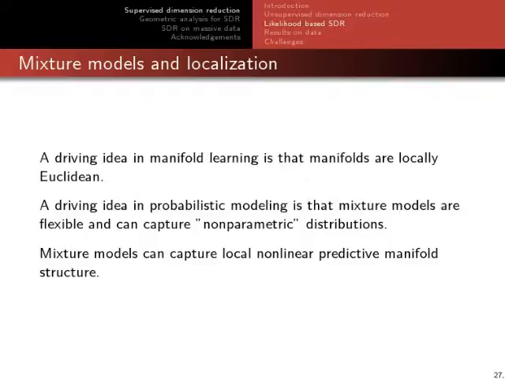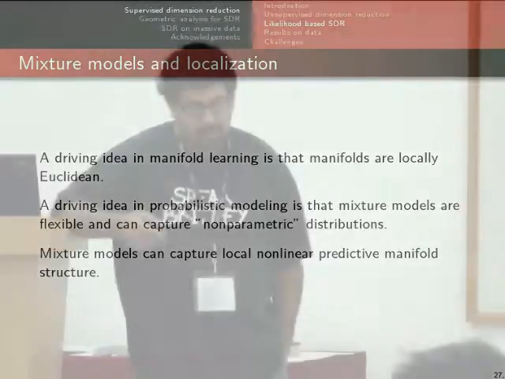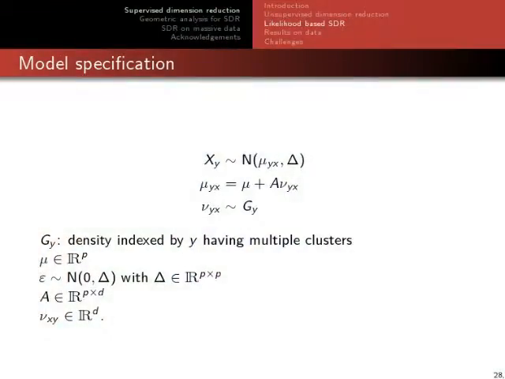So in manifold learning, one of the key ideas people have basically stated is, well, manifolds are locally Euclidean, right? A natural extension or analog of this in probabilistic modeling is you just go to mixtures. So instead of having one Gaussian, I'm going to have a mixture of Gaussians, or a mixture of some distribution that is unimodal. Okay? And this will let me capture quote-unquote non-parametric distributions. So how do we go about doing this?